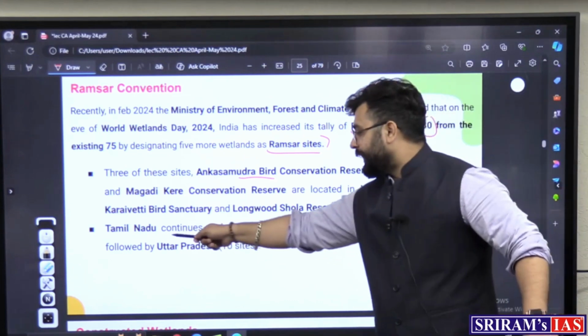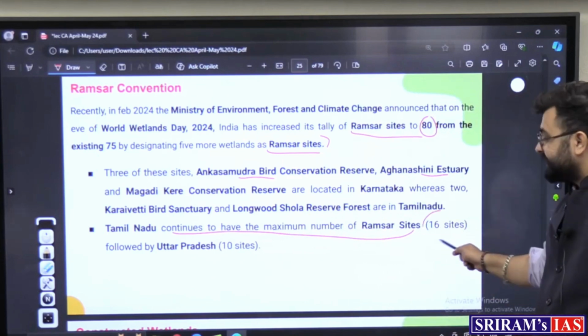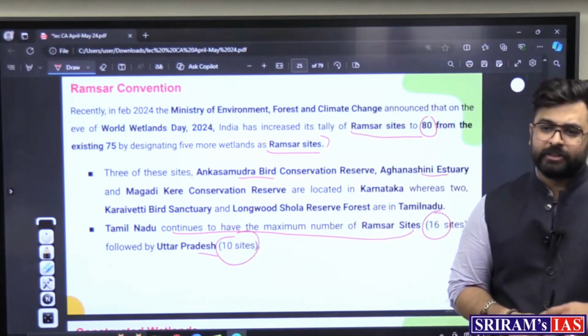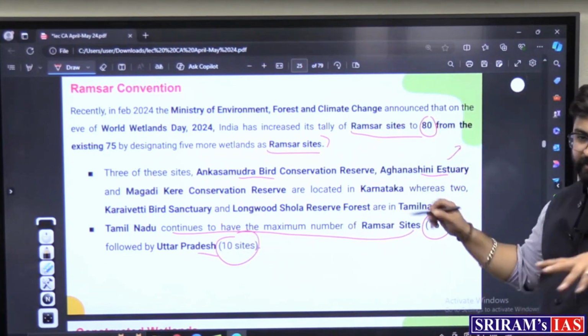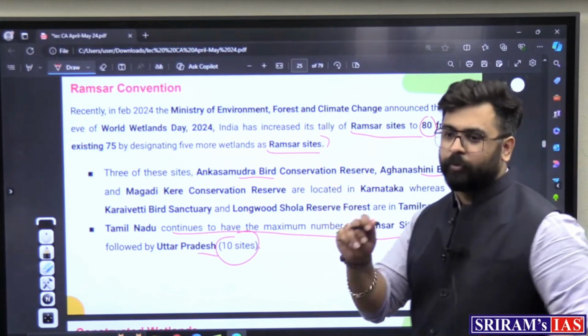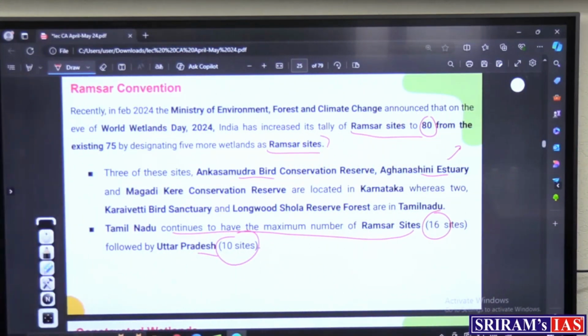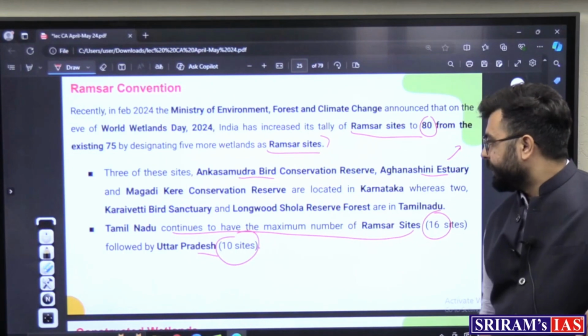Tamil Nadu right now continues to have the maximum Ramsar sites, 16 in number, and Uttar Pradesh is second highest with 10. So guys, add these 5 sites in your notes and read about them a little. एक बार इनकी लोकेशन, अच्छा जब पढ़ोगे तो आसपास कौन से नेशनल पार्क हैं, कौन सी वाइल्ड लाइफ सेंचुरी हैं, read about this as well, because UPSC loves to ask these type of questions.